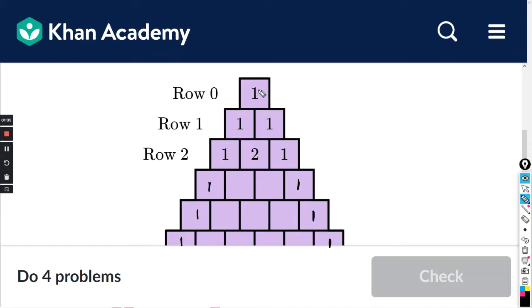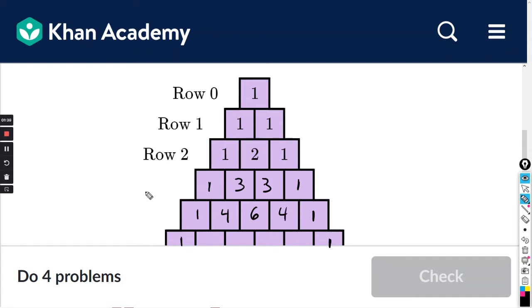All right, so they started with a 1, and then the next row is 2 1s, and then right here to get 2, they added 1 and 1 to get 2. All right, right here you add 1 and 2 to get 3, and right here you add 2 and 1 to get 3. Right here you add 1 and 3 to get 4. Right here you add 3 and 3 to get 6. Right here you add 3 and 1 to get 4, and so on.